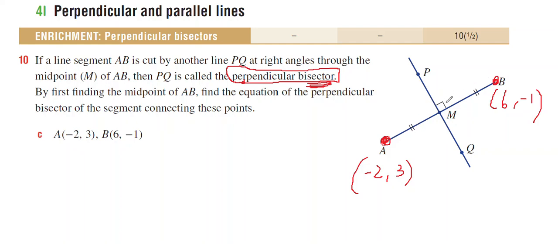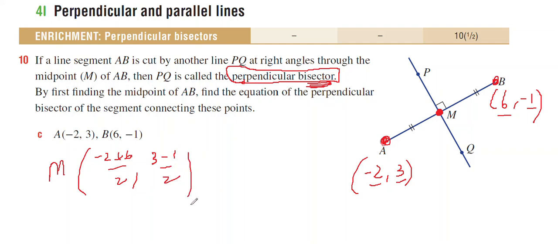First off, I'd like to find the coordinates of the midpoint. So the midpoint, M, will be (x1 plus x2) on 2, -2 plus 6 on 2, and (y1 plus y2) on 2, 3 minus 1 on 2, which is 4 on 2, and 2 on 2, therefore it is 2 and 1. So the coordinates of this point here are 2 and 1. That's dead middle.